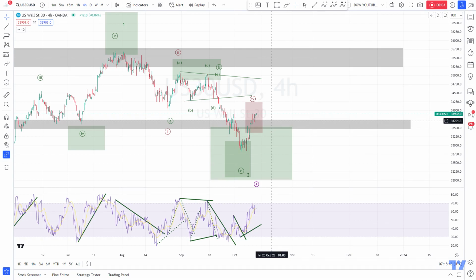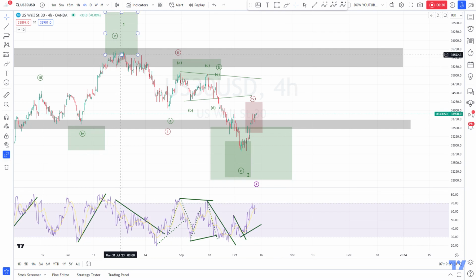Today is Thursday, October 12th. Time is around 7:20 GMT, and we will have a look at the Dow Jones futures on the Wanda platform. So here we are looking at the 4-hour chart, and we are considering two scenarios.